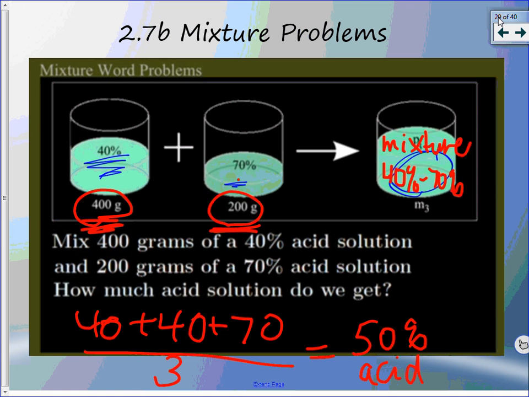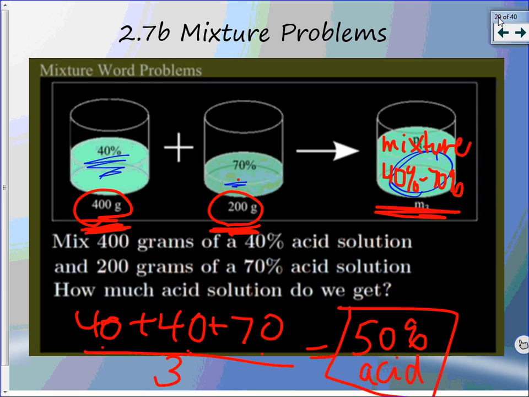So when you mix things together, you can't add the percents up, because as you guys recognized right away, that doesn't make sense. You can't have 110% acid. So the mixture is going to have somewhere in between. But since we have more 40% than we have 70%, the amount of acid is closer to the 40% mark. Because we counted up 3 different parts: 1, 2, 3.